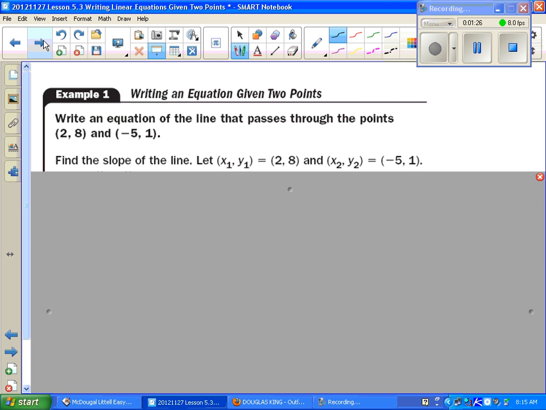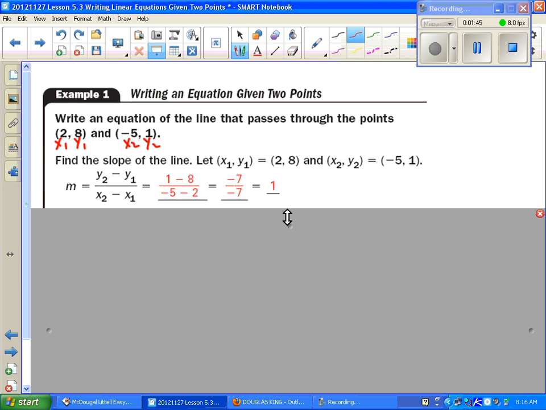Example number one says write an equation of the line that passes through each of these points, 2, 8, and negative 5, 1. Tells you let x sub 1, y sub 1 be 2, 8. So if you'd have labeled that, you'd have labeled this x sub 1, y sub 1, x sub 2, y sub 2, and same thing with negative 5, 1. Plug those into your slope formula.